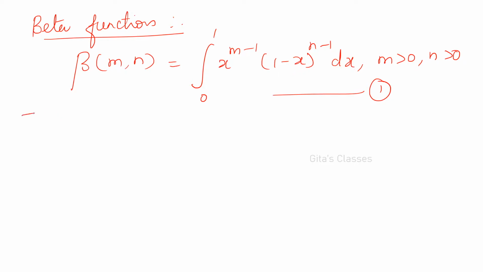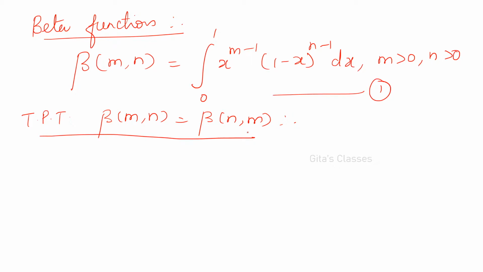Okay. So first let us prove the property that beta of m comma n is equal to beta of n comma m. And please remember, this is a very interesting topic. The only thing is, you should know the proper substitution. If you know it, it is going to be very easy. Okay. So in equation number 1, we are going to put x is equal to 1 minus y.